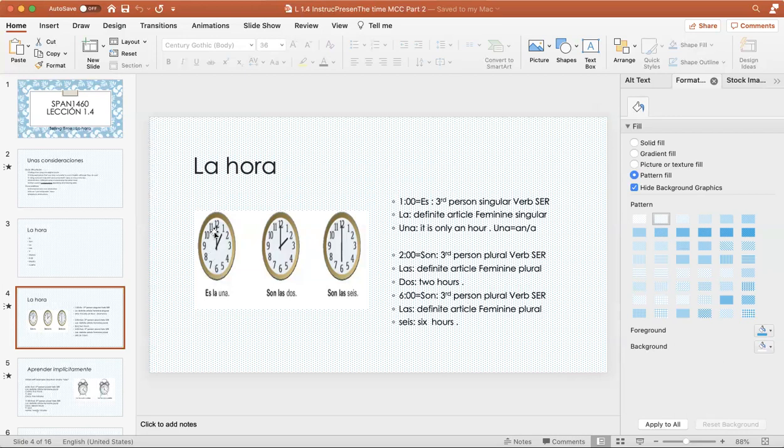Okay, so let's go for the first one. The first one is 1 o'clock, right? So it says, es la una.